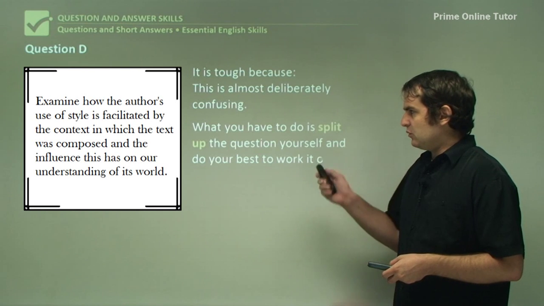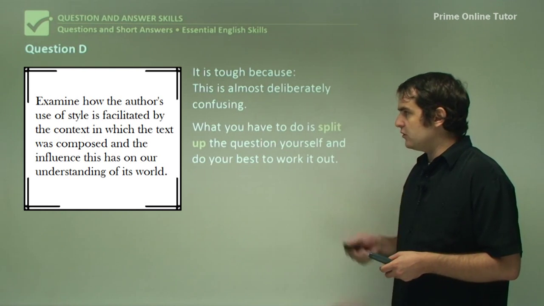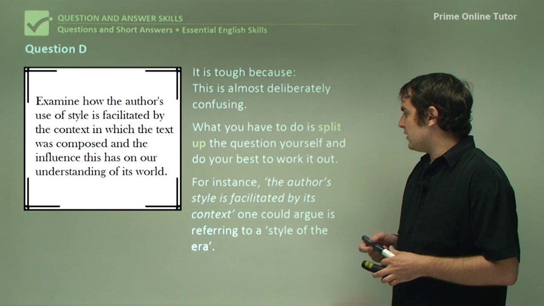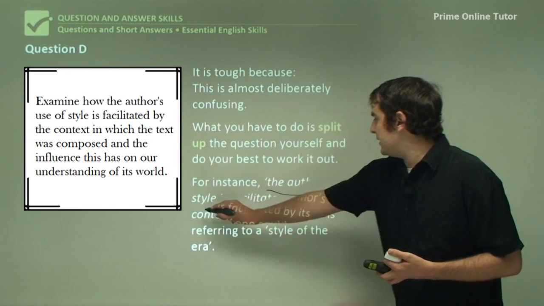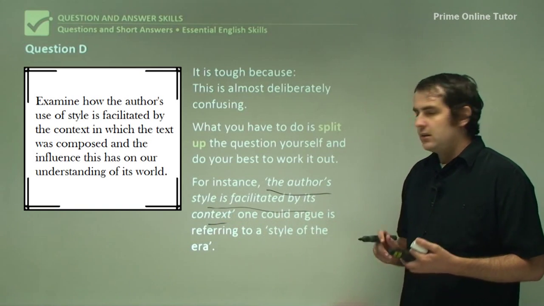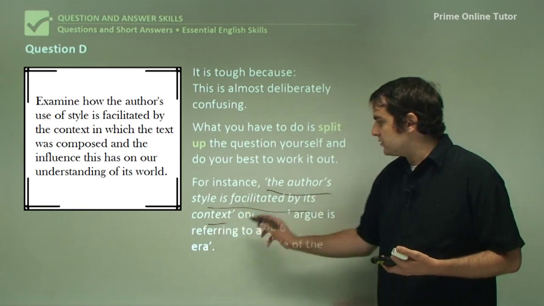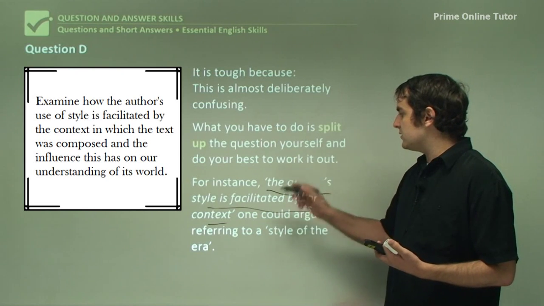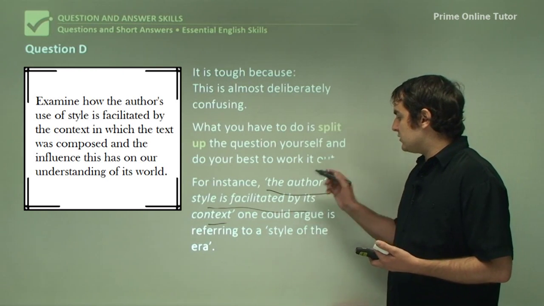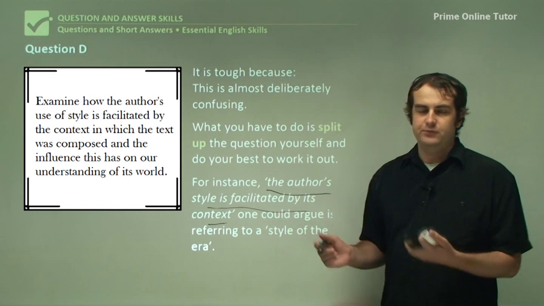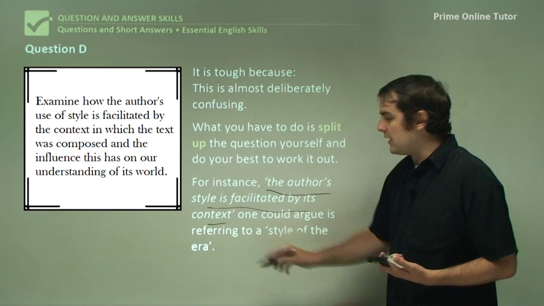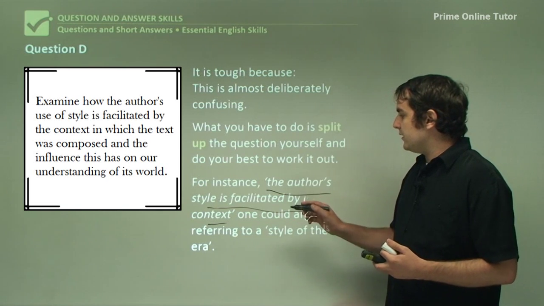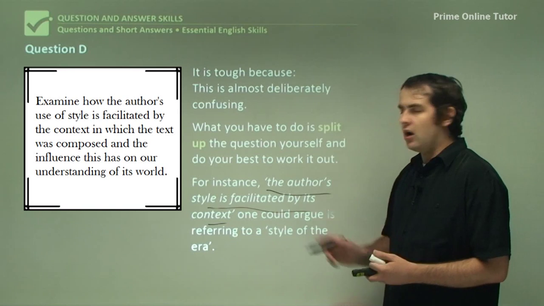All right, so what you have to do is now split it up and do your best to work it out yourself. And basically, we'll look at it in two parts. So for the first part, we're going to look at this: the author's style being facilitated by its context. Now, what does that mean exactly? Well, we can say by context, we sort of mean about the time it's written. And facilitate, it means basically it's given. So the style is given by the time it's written. So basically, if we were to use a different choice of words, we'll say the style of the era, or basically the way that people wrote at the time. So facilitate just basically is suggesting that the time provides a style.